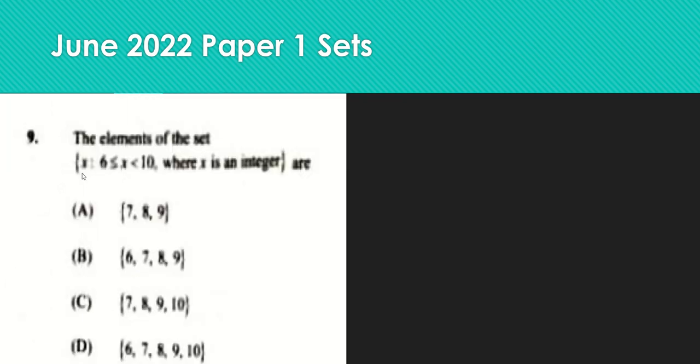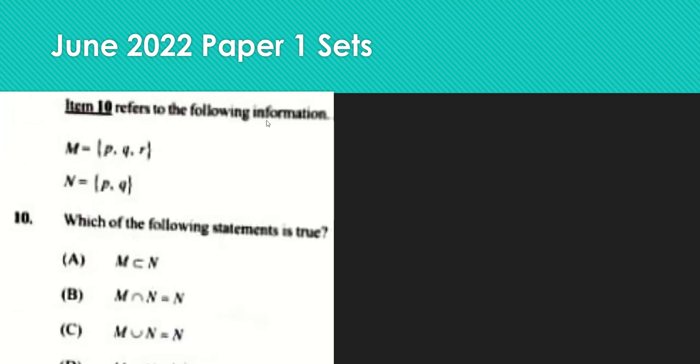Number 9. The elements of the set: x is more than or equal to 6, but less than 10. Right? So we are including 6 but not 10. So we're looking for 6, 7, 8, 9. So the answer is B.